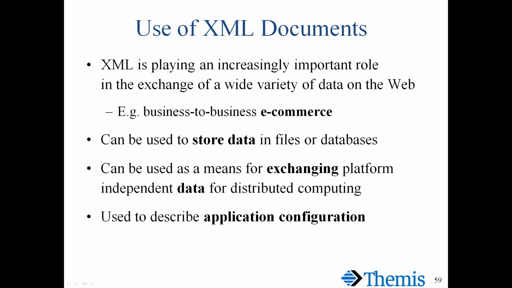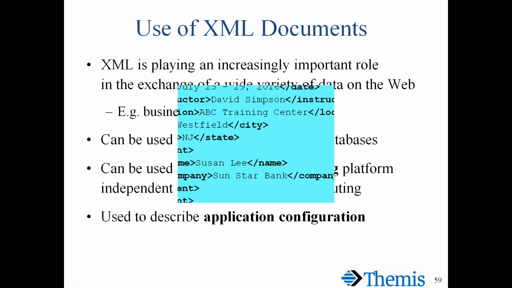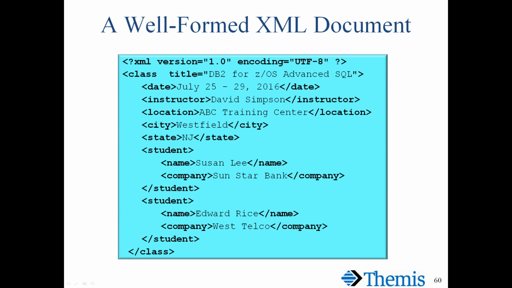Some of the uses: business to business, e-commerce, even storing data in files or databases. IMS and DB2 both support XML now as a data type. Used for exchanging data in a platform independent way. It's just text. And also used to configure applications, which is something that's been true for 10 or 15 years now. There's a little sample XML document in case you've never seen one. I won't get into a lot of detail on what's there, just to say that the first line is a header. The angle brackets enclose elements, and the data is the non-bold portion that you see, like July 25-29, 2016.